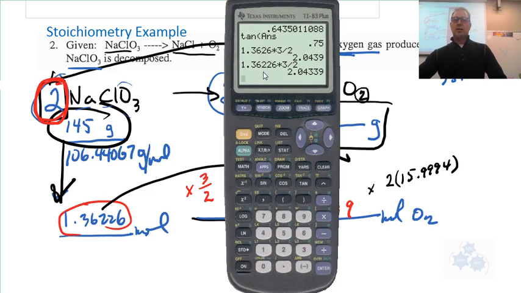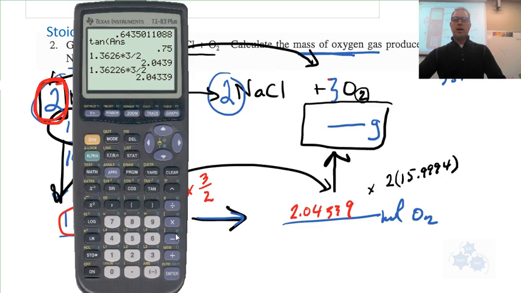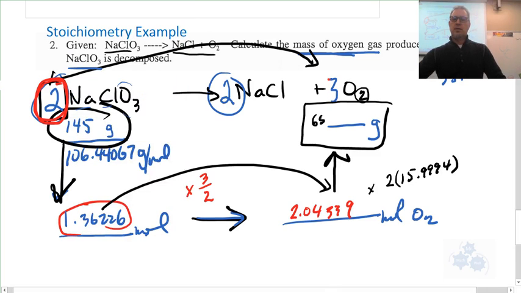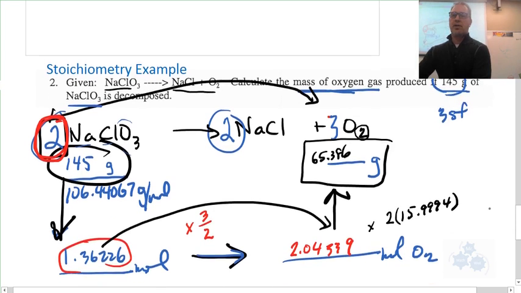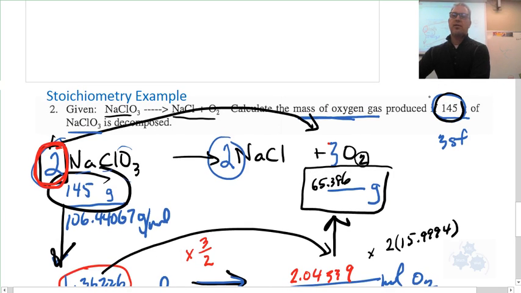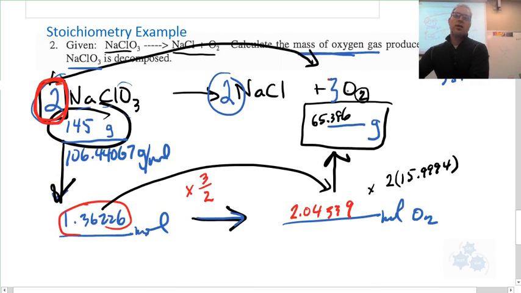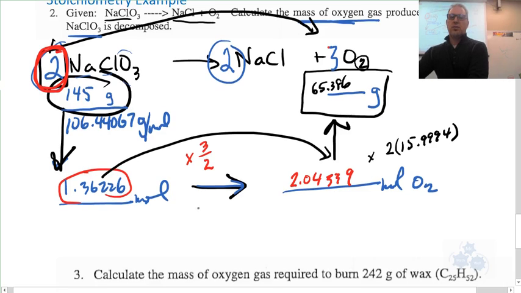So let's get this number, and we'll leave that on our screen. I won't retype that. I'll just go times 2 times 15.9994. 65.386. And again, at the very end, now that we've got our grams of oxygen, now is where we want to take a look at our significant figures. We've got 3 significant figures. That's the lowest number of significant figures that we used in our calculations. So let's make our final answer rounded to 3 sig figs.